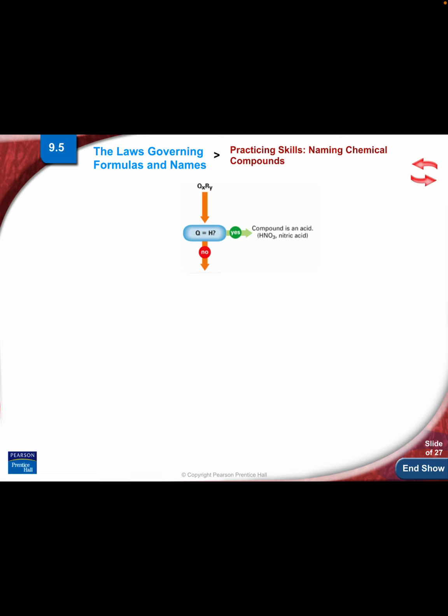The example given here is nitric acid. And then if we go on and ask, is it 2 elements or more than 2 elements? If it's 2 elements, well, the question is it more than 2 elements? If the answer is no, it must be 2 elements. It's a binary compound, and its name is going to end in "ide."